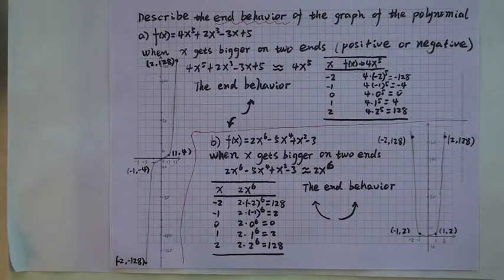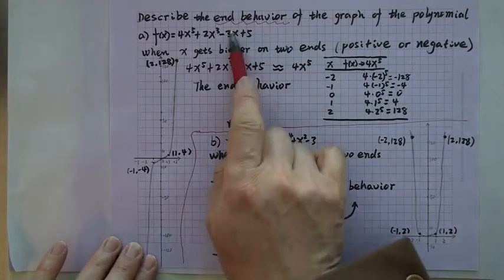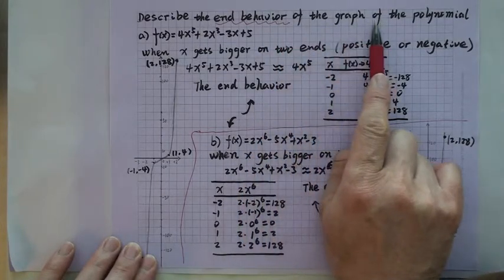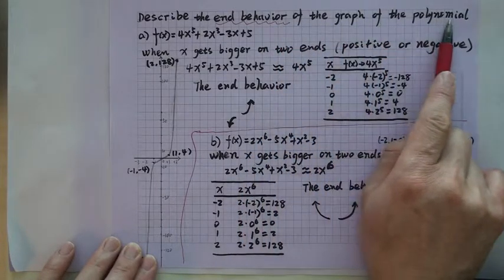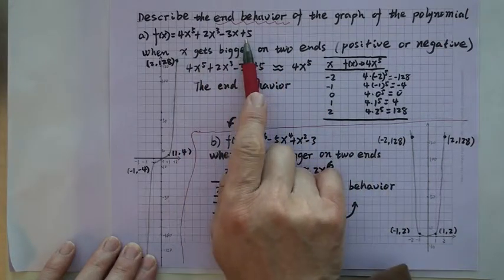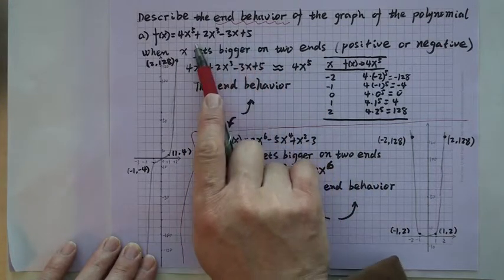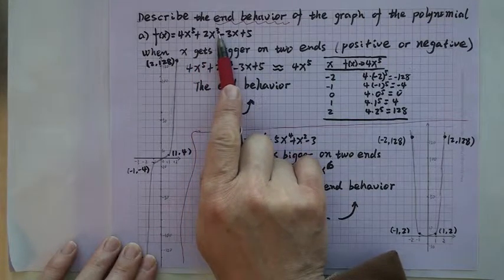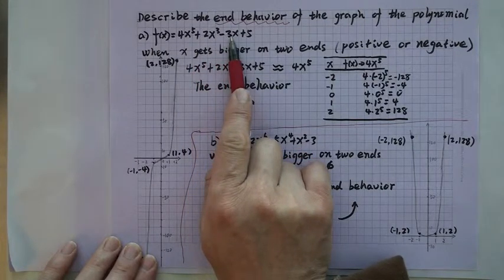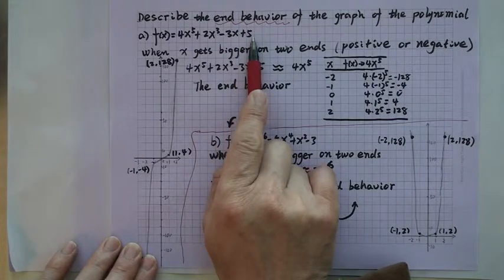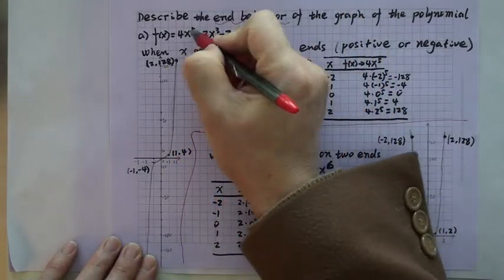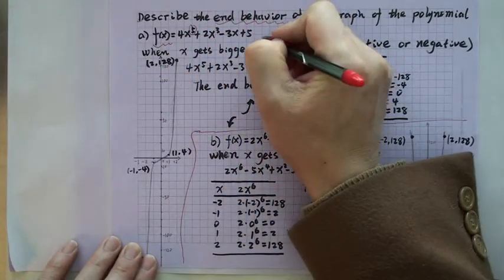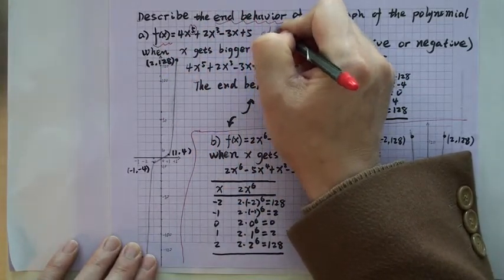In this lecture, we will talk about the end behavior of the graph of the polynomial functions. The first one is 4x to the fifth plus 2x cubed minus 3x plus 5. Here, remember the degree of this polynomial is odd. It is 5.